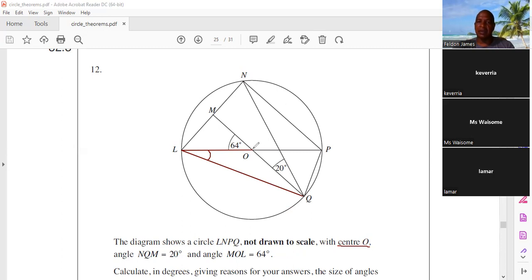So sometimes you need to read the question and pick out from the question what is not given on the diagram. Because sometimes things are given in the questions that you don't see on the diagram, or they don't put it on the diagram. So with that said, now you know that O is the center. What can you use now to determine the angle at L?